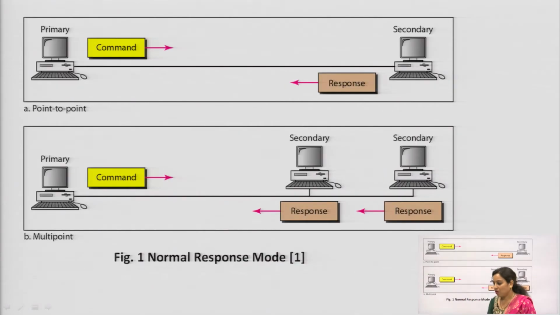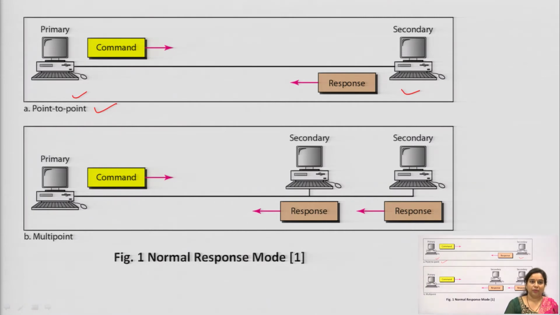Now, this is the normal response mode, that is related to the HDLC. You can see that this is a point to point link where a single primary and a secondary device is connected. Now, what is primary and secondary? Primary is the one which is going to initiate the transmission, which is going to generate the data for the purpose of transmission, and it is going to initiate the communication.